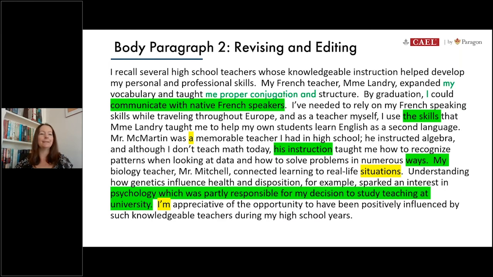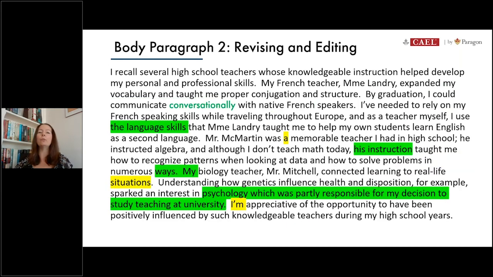Now that next green phrase says, I could communicate with native French speakers. That's fine and it's true, but I'm also going to add one little word in there. It's an adverb. I'm going to say I could communicate conversationally with native French speakers. So that word again adds a bit of precision, more accurate language, and it's also a nice, strong academic word. So we'll leave that in and hope to impress the raters with our vocabulary, because that's one of the skills that we need to demonstrate as we're being scored on the writing.